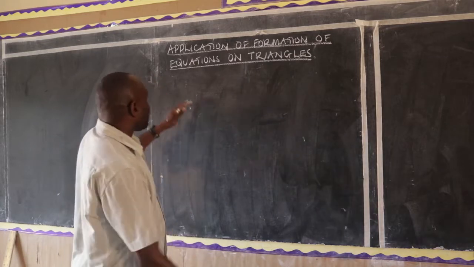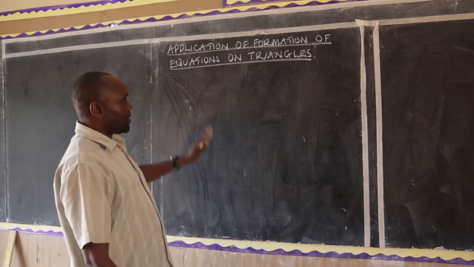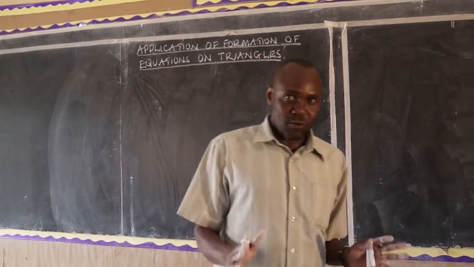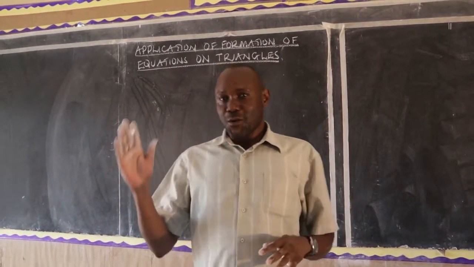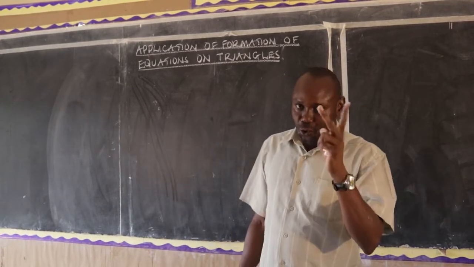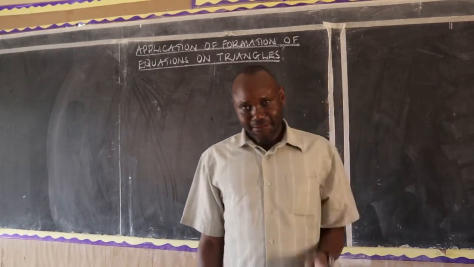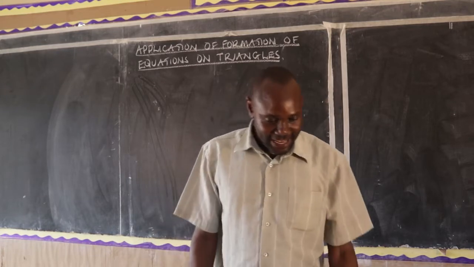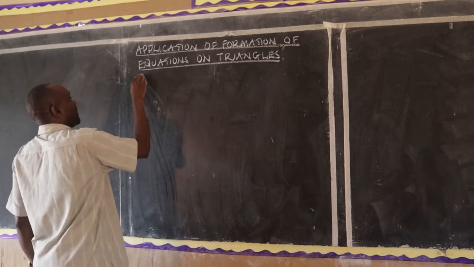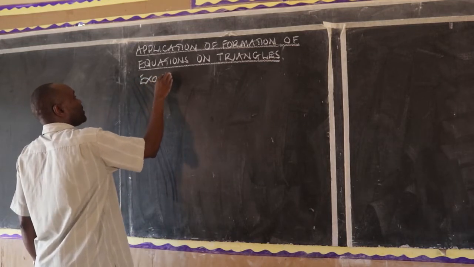Remember the other time we said the most important thing is to identify the two sides which are equal, basing on the principle of the equation that it must have two sides, the left hand side and the right hand side. So let's look at our example.